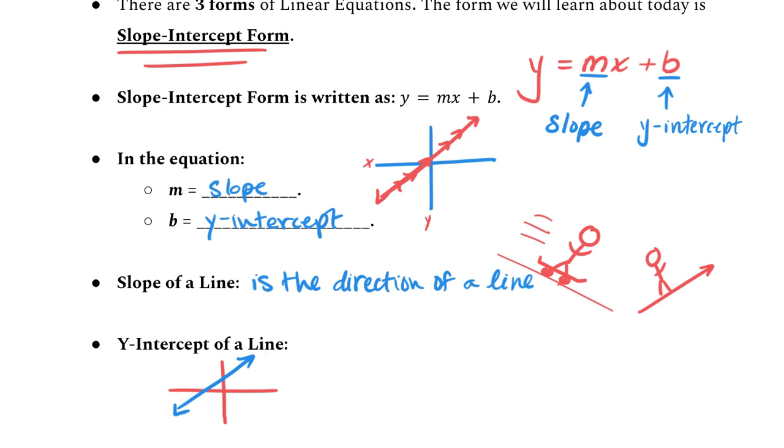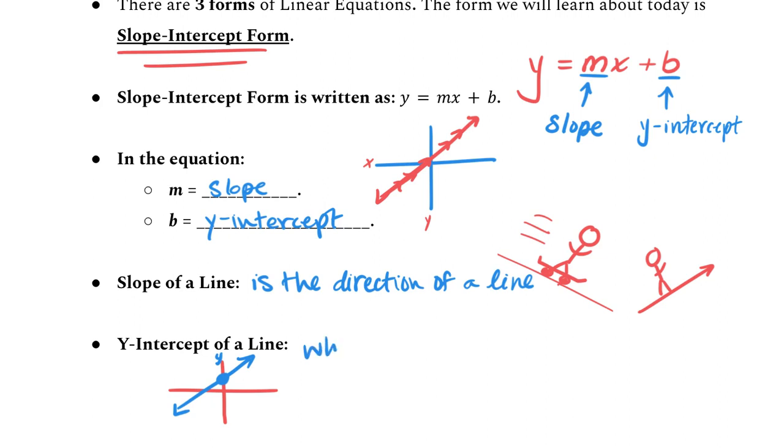Okay, the y-intercept, go ahead and put a dot right here. This axis right here is our y-axis, and here's the line on the graph. The y-intercept is where this line crosses the y-axis. I'm going to say it again: it's where the line on the graph crosses the y-axis.